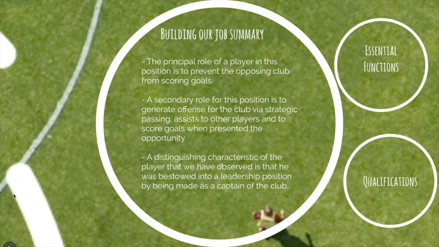And in moving on to our next section, we can now build out a job summary, which provides a brief definition of the job as well as any distinguishing characteristics of that position. Through an observational job analysis, we found that the principal role of a player in this position is to prevent the opposing club from scoring goals. A secondary role of this position is to sometimes generate offense for the club via strategic passing, assists to other players, and to score goals when presented that opportunity.